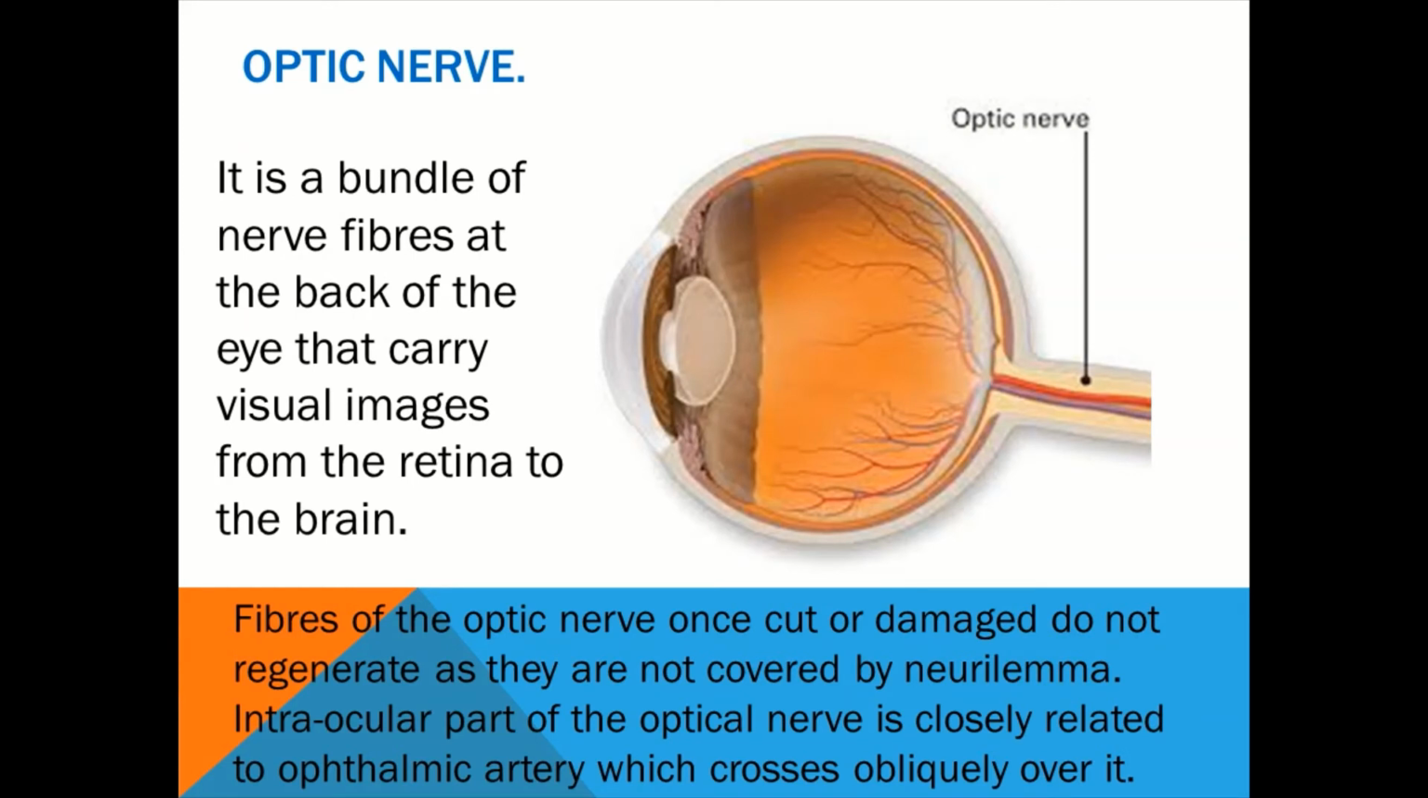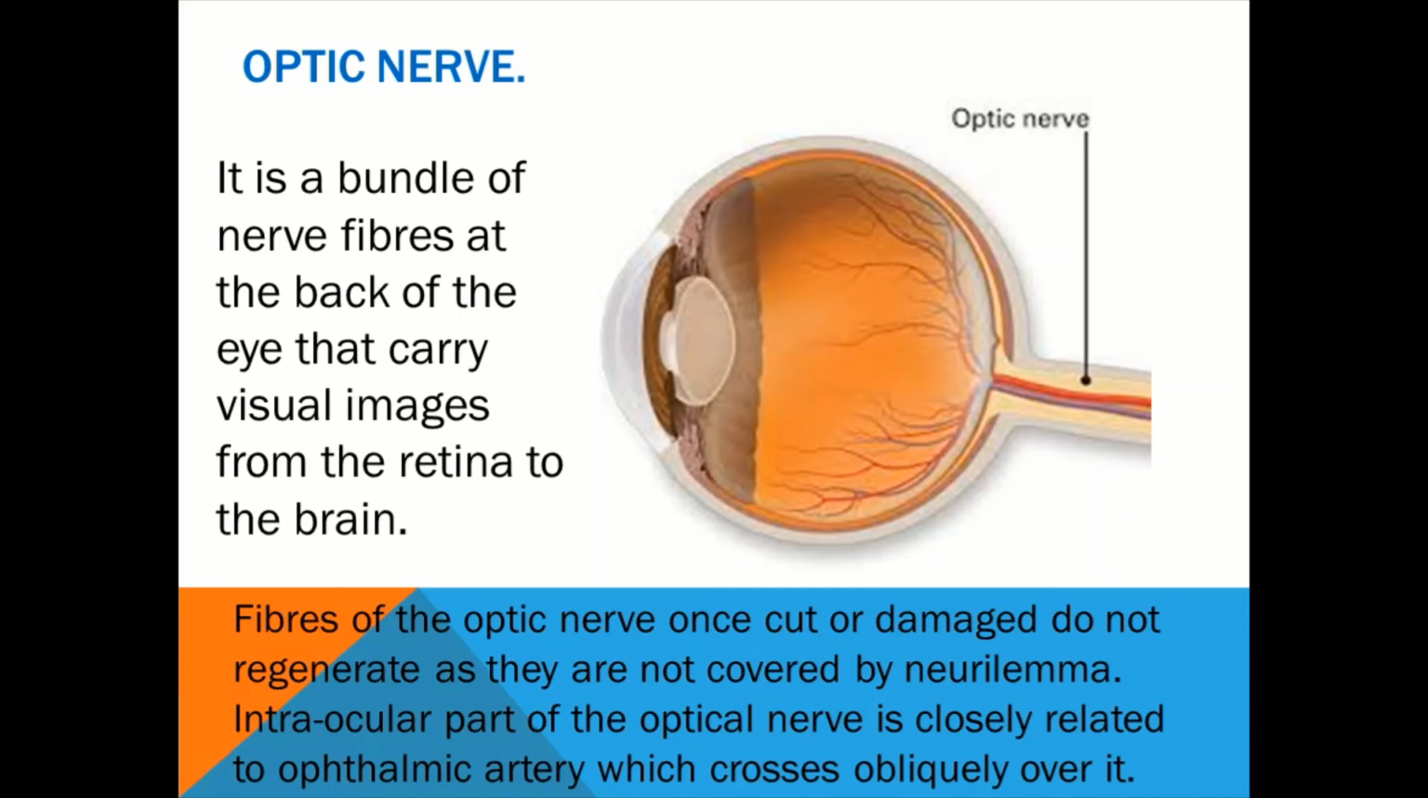Optic nerve. It is the bundle of nerve fibers at the back of the eye that carry visual images from the retina to the brain. That means the optic nerve is the nerve which transfers the images from the retina to the brain. The signals are taken by the optic nerve.